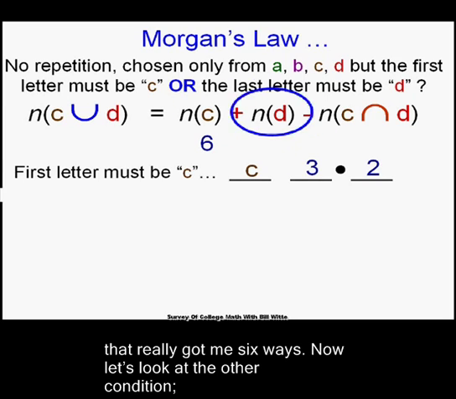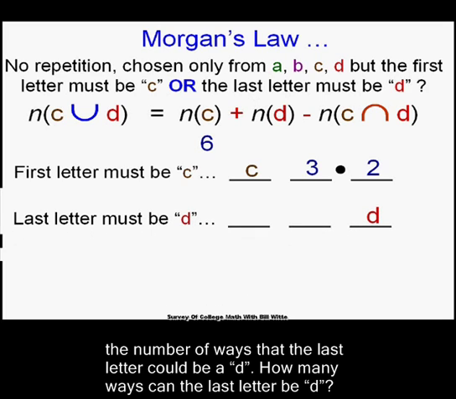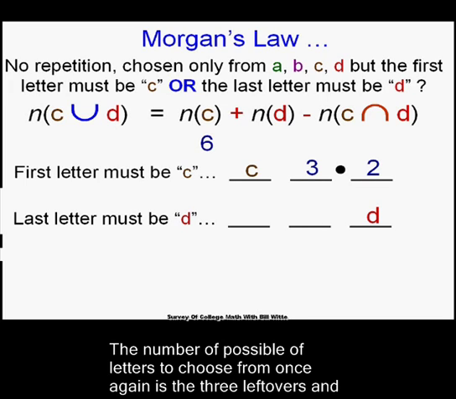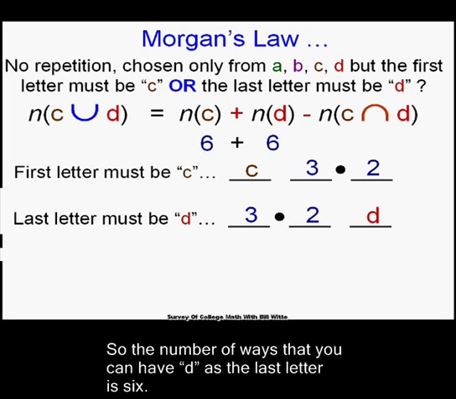Now, let's look at the other condition. The number of ways that the last letter could be D. Well, put the D in there. How many ways can the last letter be D? The number of possible letters to choose from, once again, is the 3 left over, and once you've chosen one of those, there's only 2 left over. So the number of ways that you can do D as the last letter is 6.